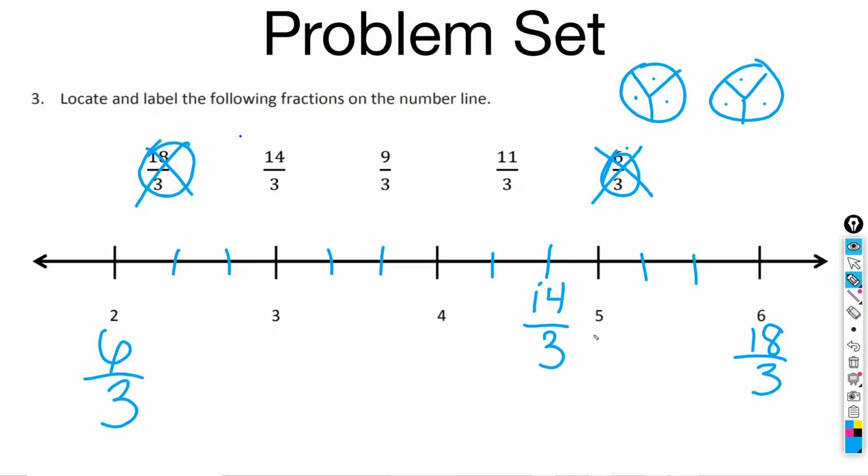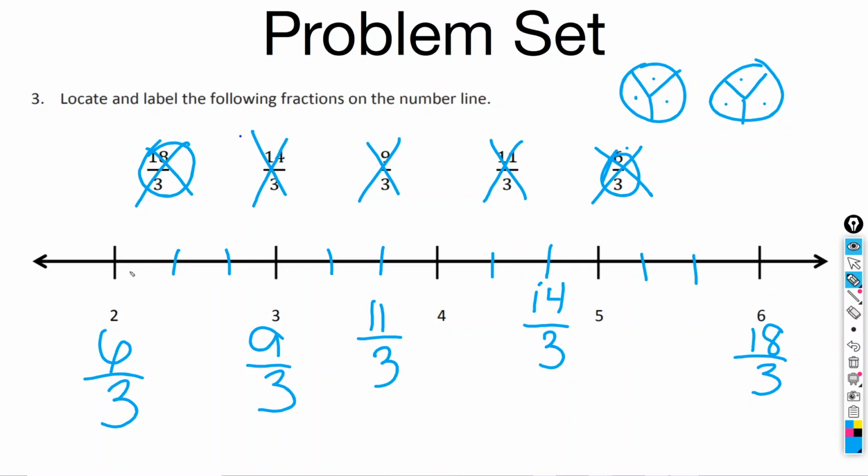Yes, thank you. And 14 thirds is done. Next is 9 thirds, so we're going to count starting at 6. 6, 7, 8, 9. 9 thirds, which is the same as 3 wholes. And that one is done. And last is 11 thirds. I'm going to start at 9 because I know it's bigger than 9. 9, 10, 11. And here is 11 thirds.